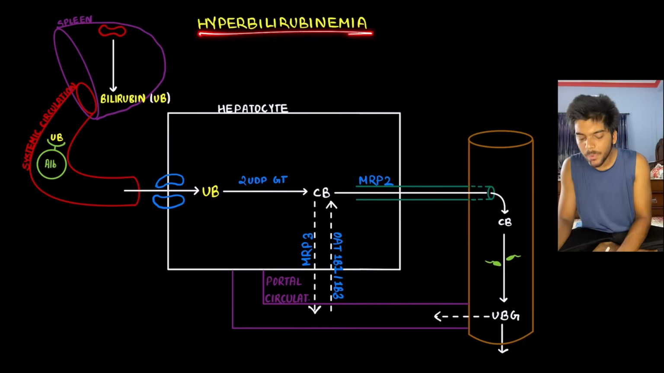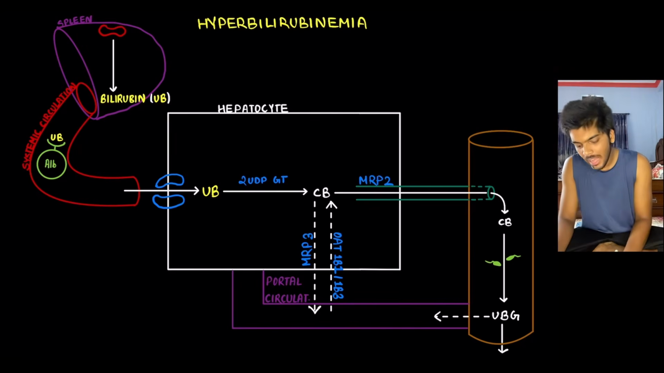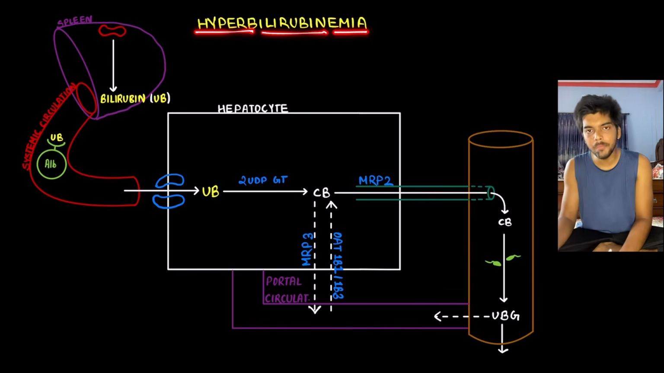That's it. Hyperbilirubinemia, really a big topic, literally, considering most of the defects are congenital. See, hyper means excess, bilirubin is bilirubin, and emia is blood.